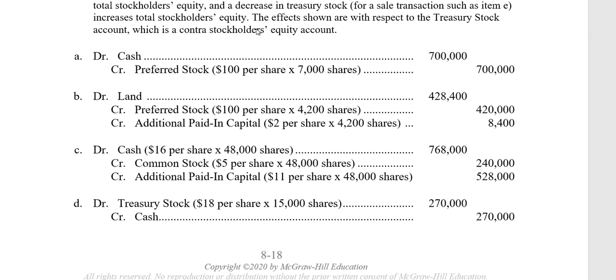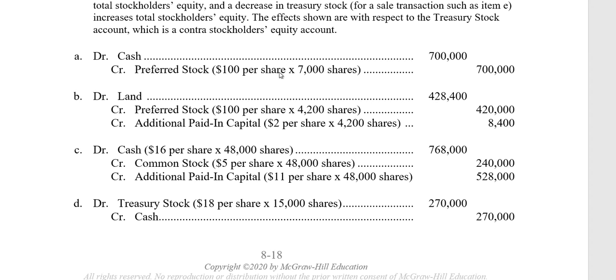So let's take a close look at these and understand what we're looking at when we start to record these journal entries. All right, now I'm going to scroll down here to the journal entries, and you'll see here in A that we have sold some preferred stock. We could say that we issued this preferred stock, and it has a par value of $100. There's 7,000 shares, so we're going to get $700,000. So we're receiving that cash, and we're issuing that preferred stock. So we're issuing it, remember, at par value.